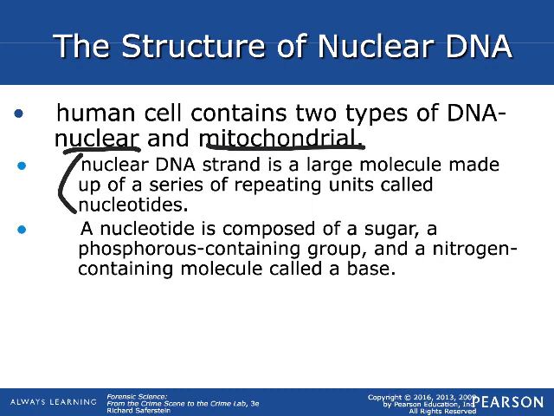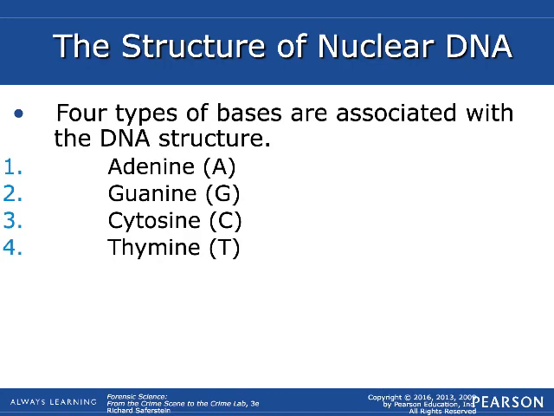Okay, so nuclear DNA is a big molecule, and it's a polymer. It's made up of a whole bunch of repeating units called nucleotides. Nucleotides are made up of a sugar, a phosphate, and a nitrogen-containing molecule that's a base. I'll show you in a picture here. Now there are 4 types of bases found in DNA: adenine, guanine, cytosine, and thymine. So A, G, C, and T.